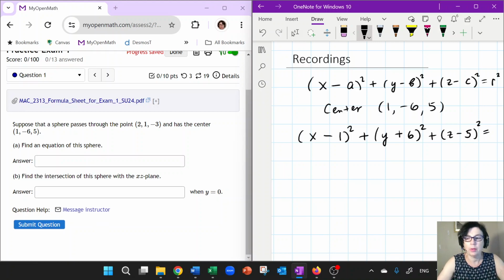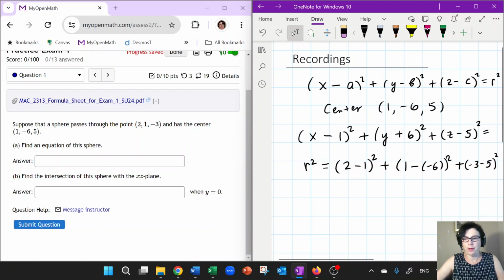Radius squared. Now, the radius here is going to be the distance between the given point and the center, because for a sphere, any point on the sphere has the same distance to the center. So r² is just the difference of the x coordinates squared, plus the difference of the y coordinates squared, plus the difference of the z coordinates squared.